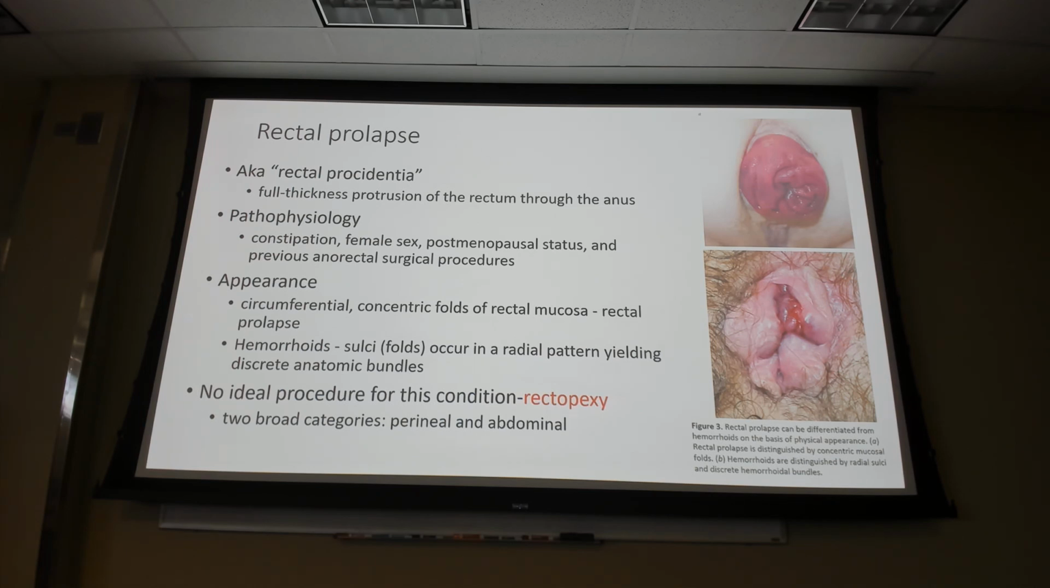Rectal prolapse. Ew, it's gross, right? Basically, you have protrusion of the rectum through the anus. We see it more commonly in postmenopausal females, and typically patients with constipation. If they had any anorectal surgical procedures, that is something to think about as well. As you can see from the appearance there, you'll have the rectal mucosa outside of the rectum, with circumferential concentric folds. It's usually pretty prominent and hard to mistake for something else, but sometimes it could look like a hemorrhoid, depending on how bad the prolapse is.